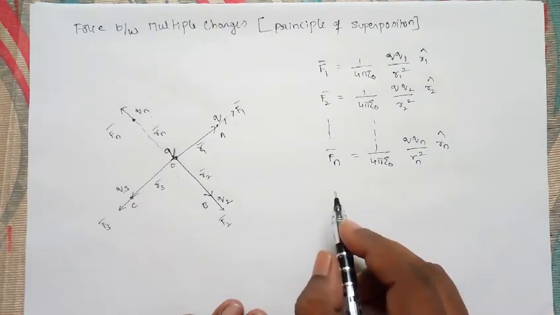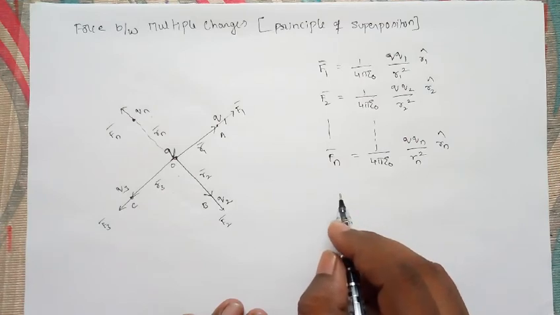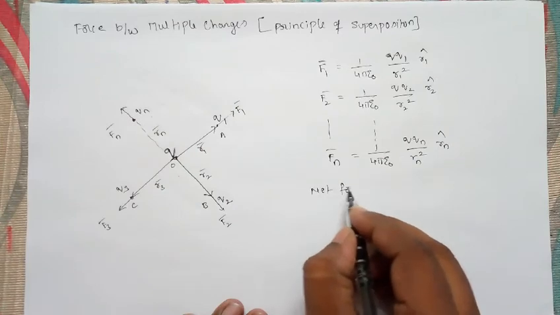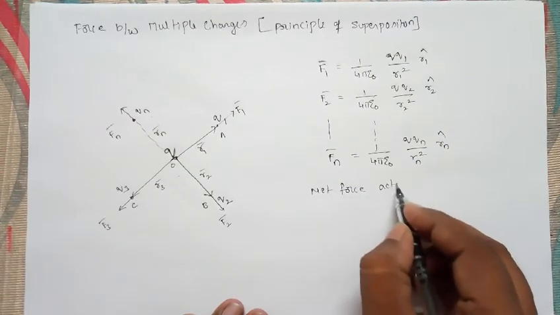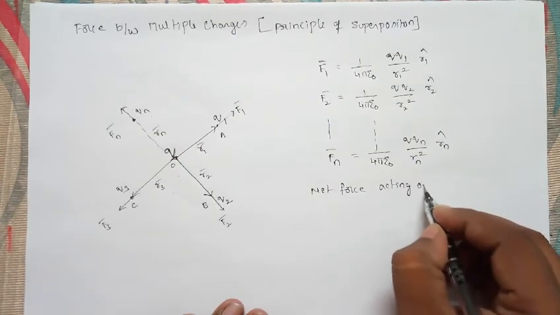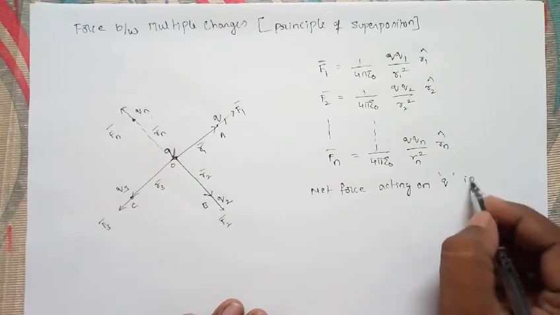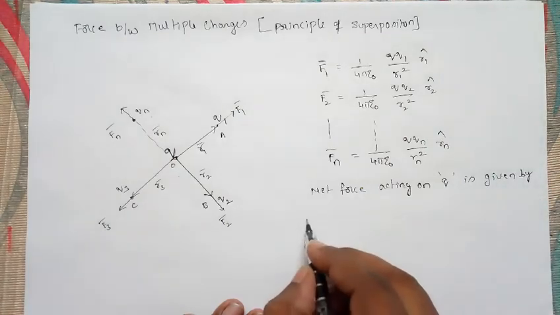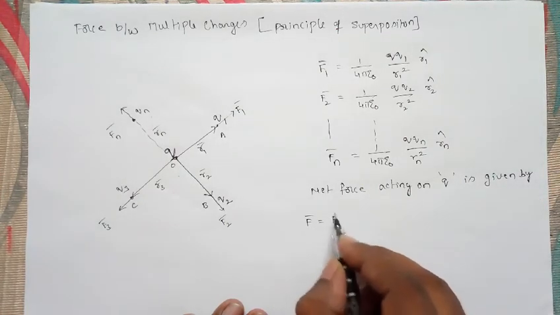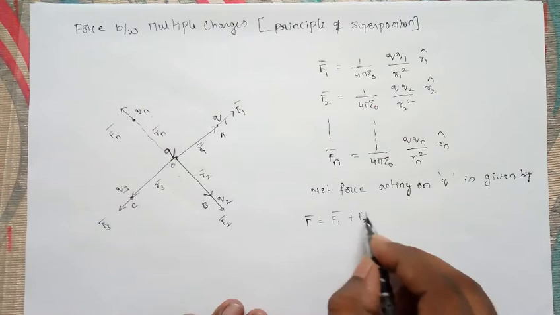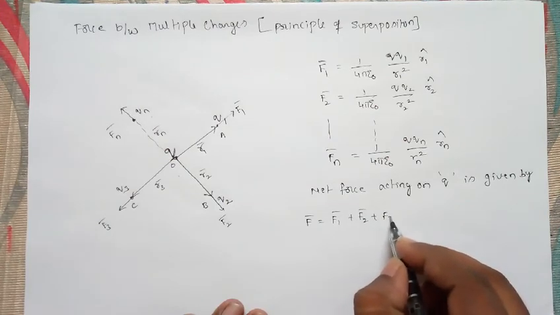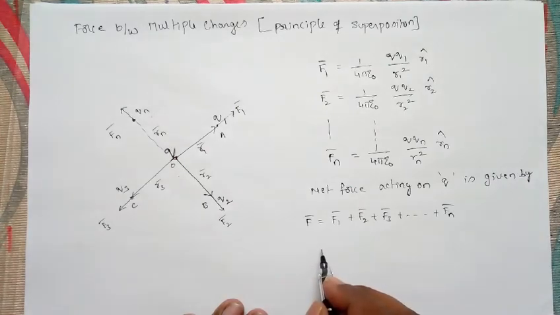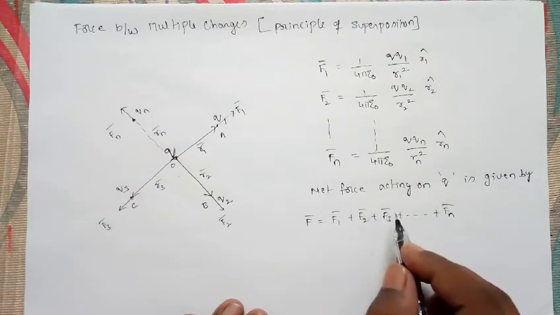Now the net force acting on Q is given by F bar, equal to the vectorial sum of all these forces: F1 bar plus F2 bar plus F3 bar and so on. These are added vectorially.